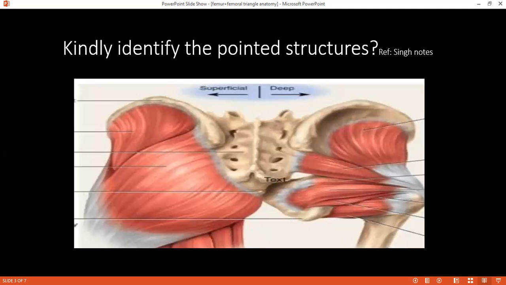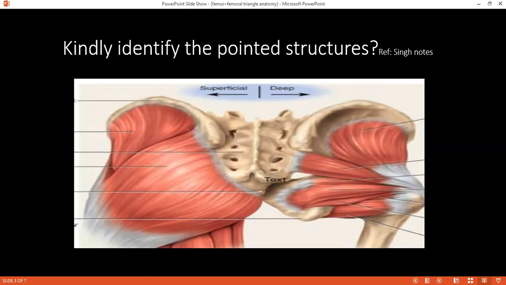All right, can you please tell me which muscle this is? Can you identify the muscle, please? Okay, that's the gluteus medius. And then here, this one, the big bulk that you're looking at? That's the gluteus maximus. Are you sure?